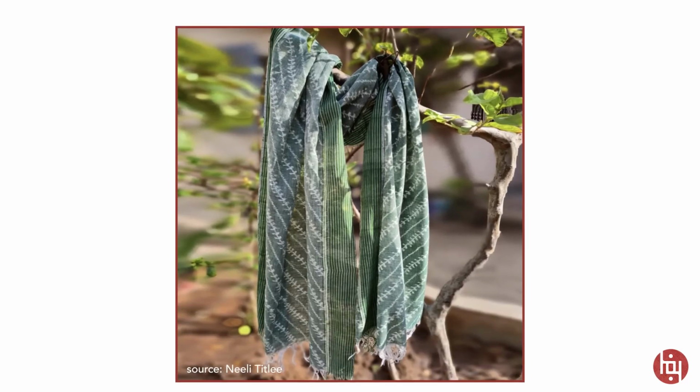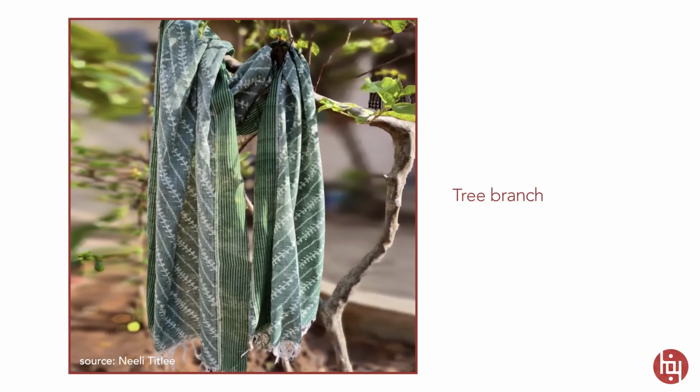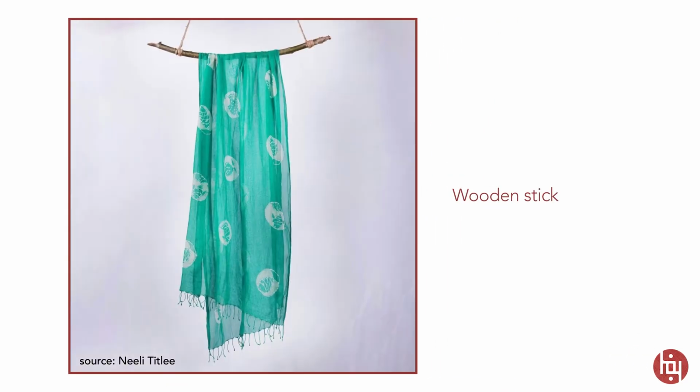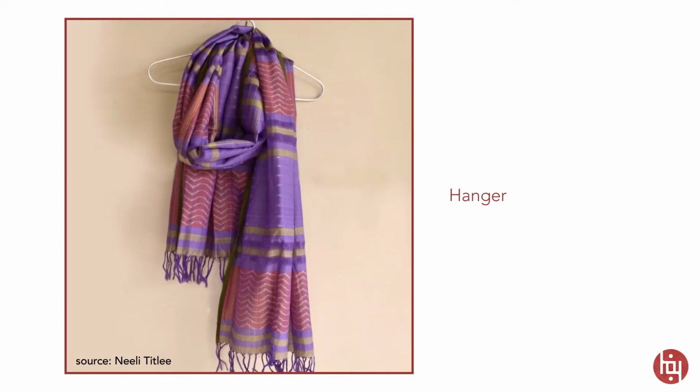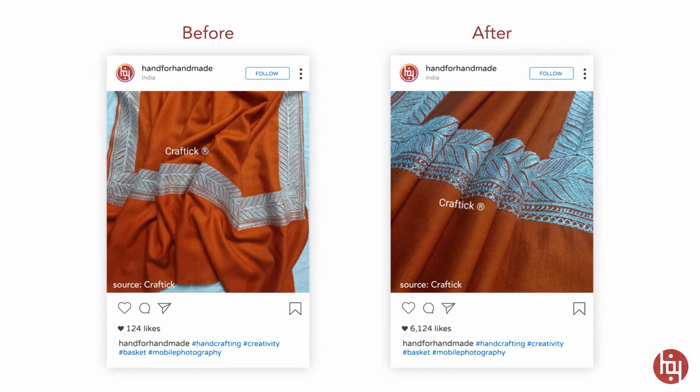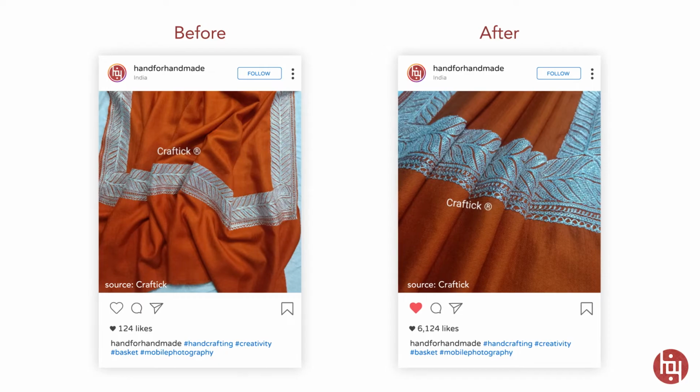You can drape your product on a prop such as a tree branch, bamboo pole, wooden stick, or a hanger like this. Arrange your product carefully to show off how fine and expensive it is. Look at these two photos of the same shawl.